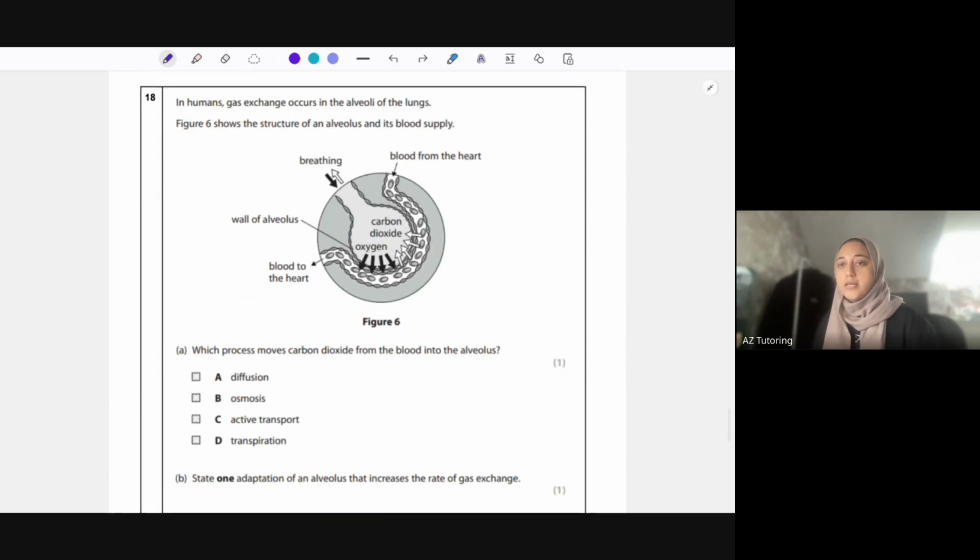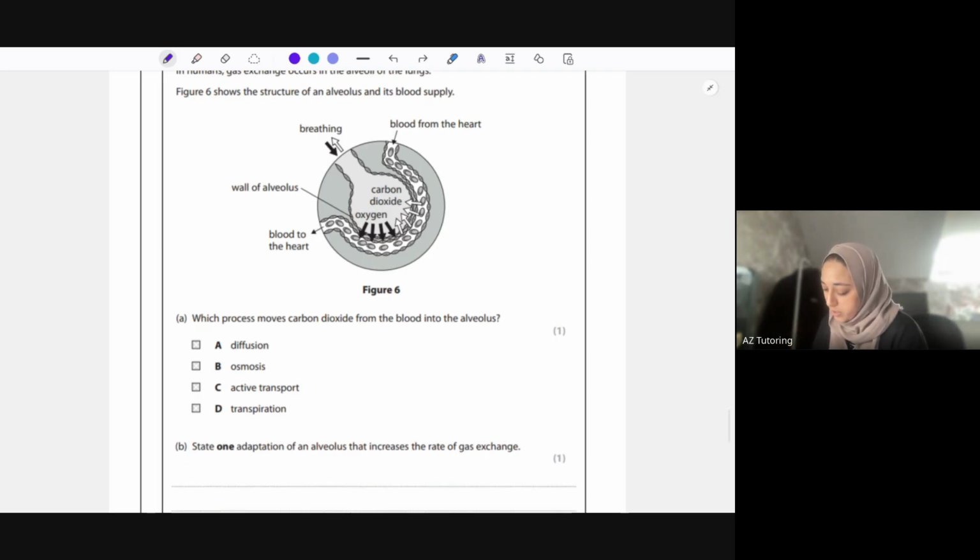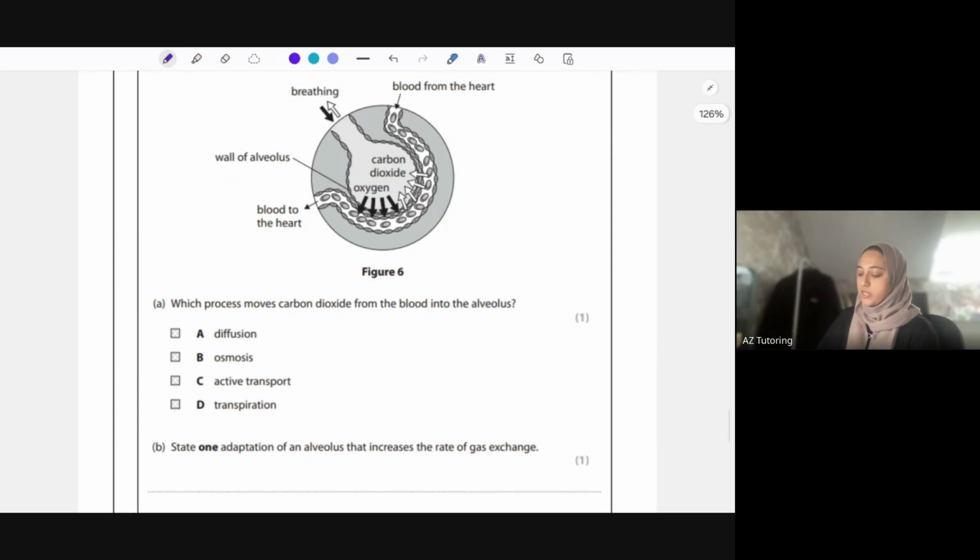Okay, question 18. In humans, gas exchange often occurs in the alveoli of the lungs. So here we've got the alveoli, this here, and then this is the capillary that's surrounding it. And as you can see, oxygen is going out, and then carbon dioxide is coming in to the alveolus, which is 1. Alveoli is many. Which process moves carbon dioxide from the blood into the alveolus? That's just diffusion.